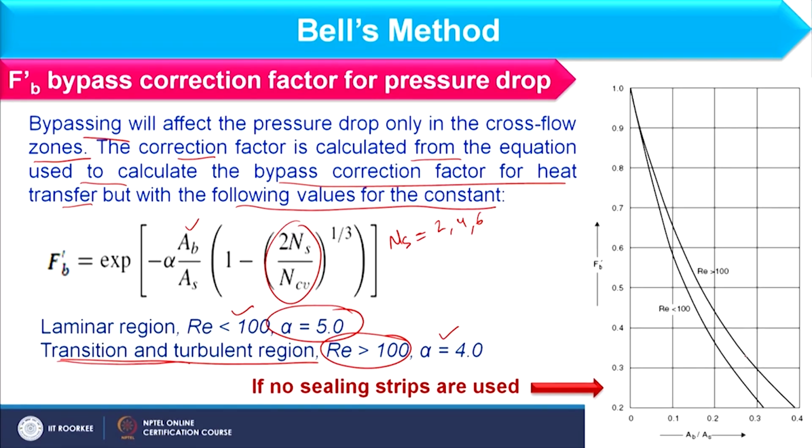Though this graph looks similar to the one you considered in heat transfer coefficient calculation when you used FB, here you should understand it is FB dash, so the value must be different. Depending upon the AB and AS value, you can find out the FB dash value in whatever region the flow is occurring. In this way you can find out the bypass correction factor for pressure drop, okay.